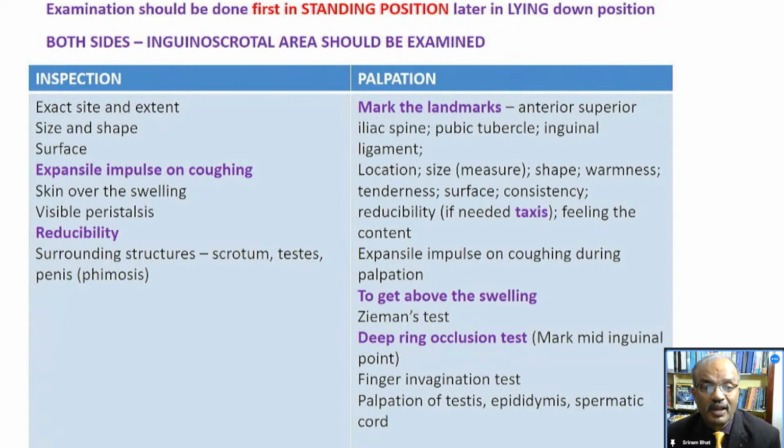So again, just to repeat: landmark marking is important, bidding on the point is important, taxis is important, expansile impulse on coughing is important, reducibility is important, getting over the swelling is important. And the Zeeman test; most important is the deep ring occlusion test. This should be done if the content is reducible. If it is not reducible, only then you cannot do this test. It's a point I am repeatedly telling the UGs: you write not done, cannot be done. That's an important point to remember. These highlighted points are very, very important. Always remember. So next slide, Shreya.